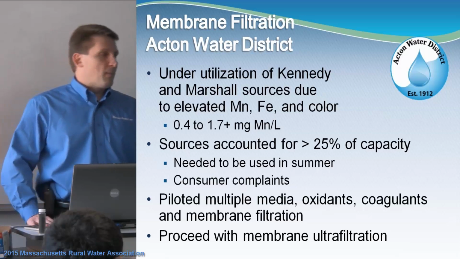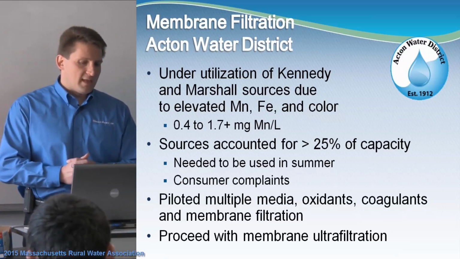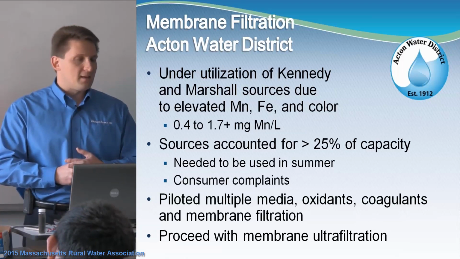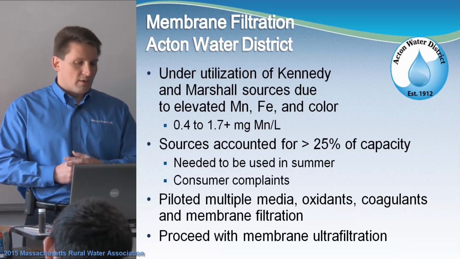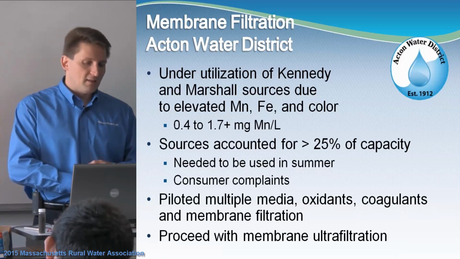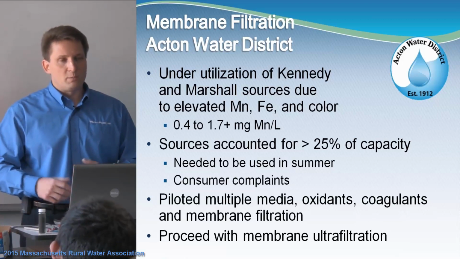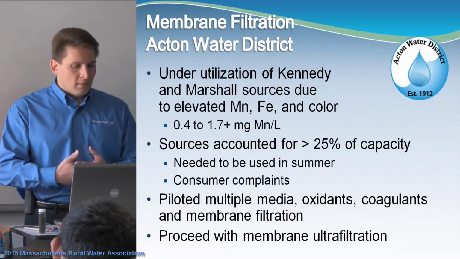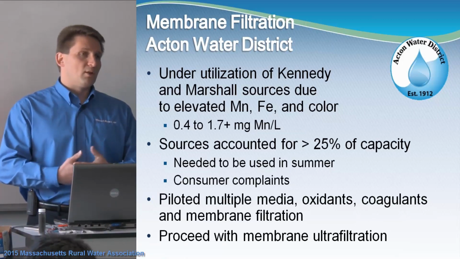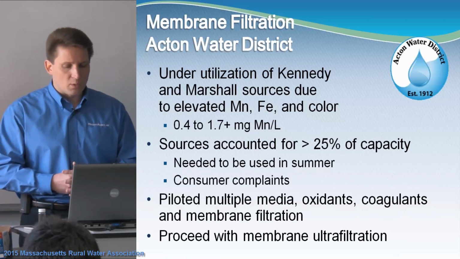The second membrane filtration project is another fairly local project. It's for the Acton Water District. It was basically for their Kennedy and Marshall sources. They were underutilizing these sources due to significantly elevated manganese. They had iron, and they also had color in the water as well, which made the treatment difficult. The manganese at that time ranged from about 0.4 to well over 1.7 milligrams per liter. So some pretty interesting water.